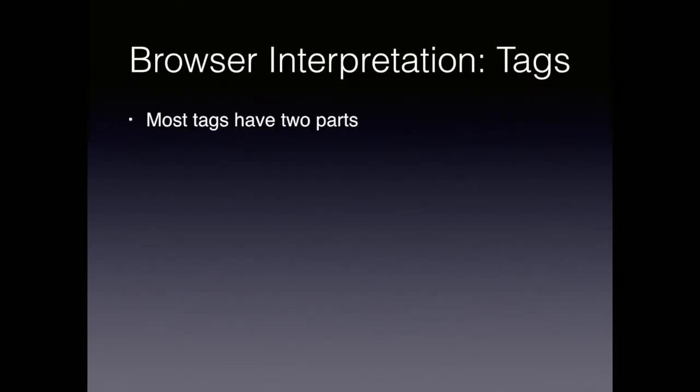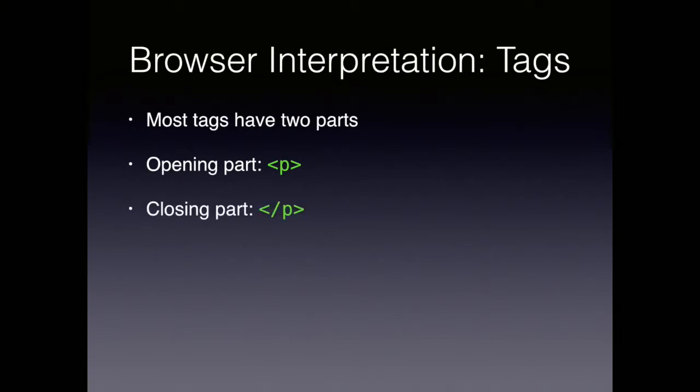Now, most tags have two parts. The opening part starts with a less than sign, then the name of the tag, in this case it's P, and then a greater than sign. These two signs are called angle brackets.